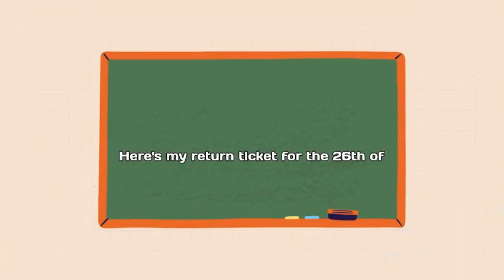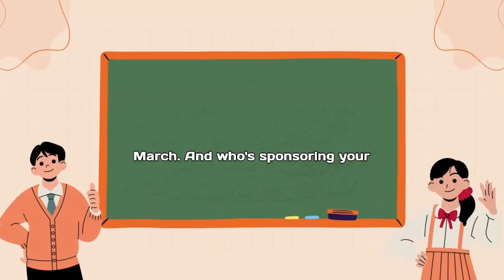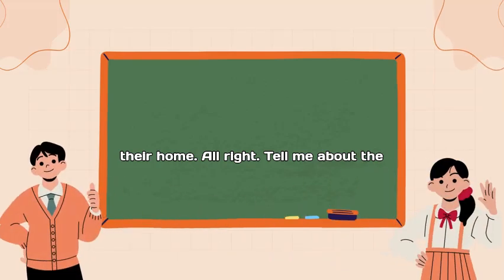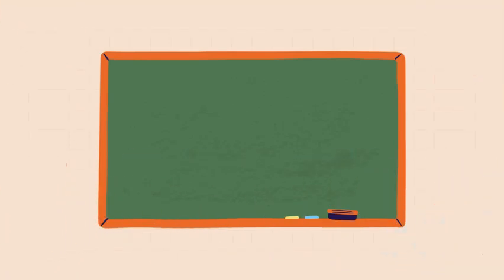So here's my return ticket for the 26th of March. And who's sponsoring your trip? My brother. Here. This is an invitation letter from him. I will stay with him and his family in their home. All right. Tell me about the ties you have to your home country.